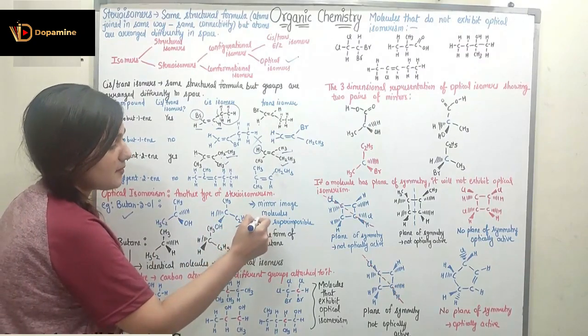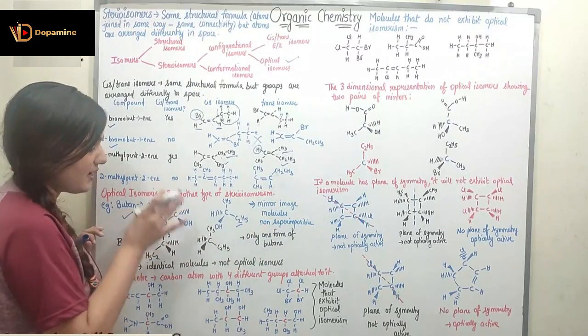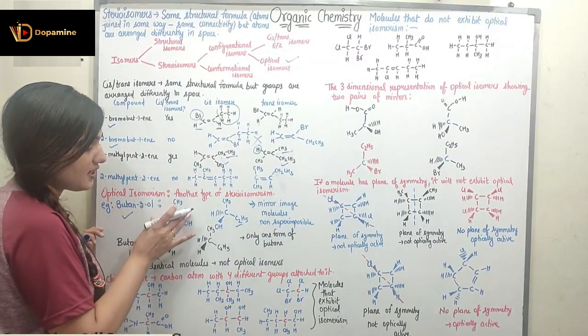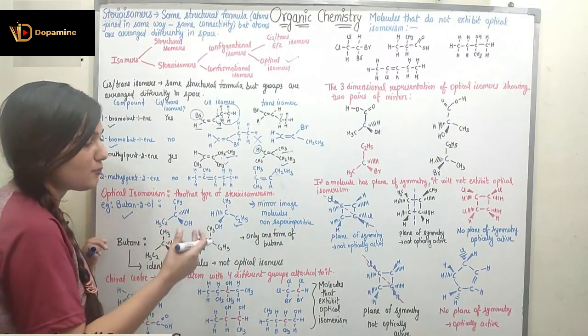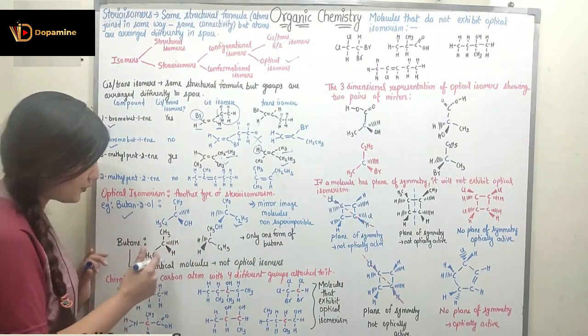So now this is a mirror image molecule which is non-superimposable. If I want to superimpose it over this structure, C2H5 here is on the right, here it is on the left. So these are non-superimposable. So these are optical isomers.